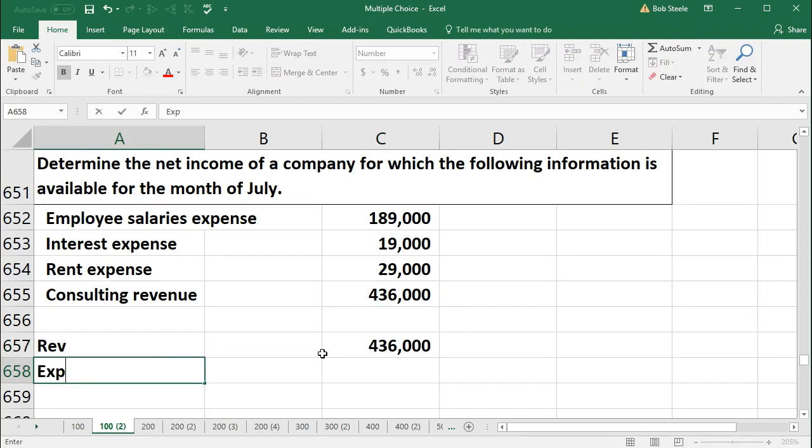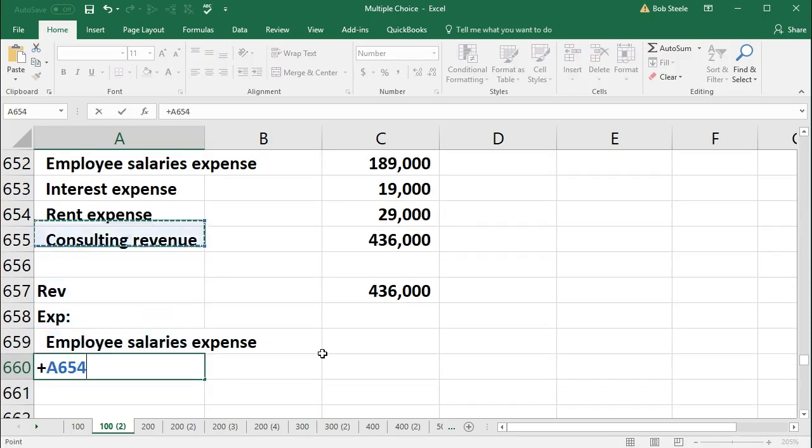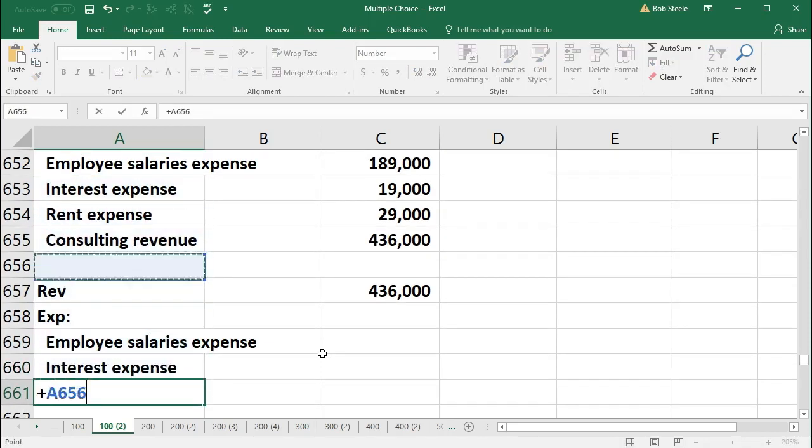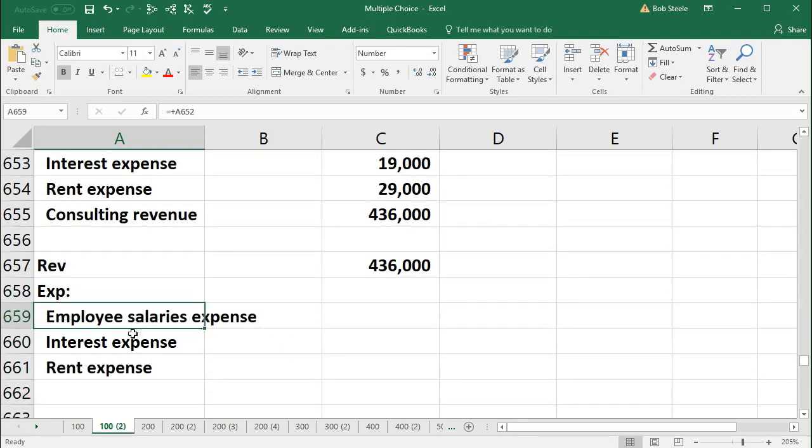And then we're going to say expenses. I'm just going to abbreviate, put a colon, and note we're going to have all the expenses. So I'm going to have employee salaries, interest expense, and rent expense, and go ahead and indent those. Notice I'm going to indent those here. And just for the formatting, obviously you're going to do this pretty quickly if it's a test question.